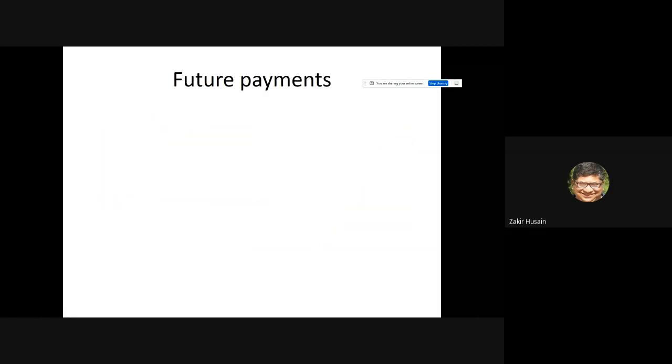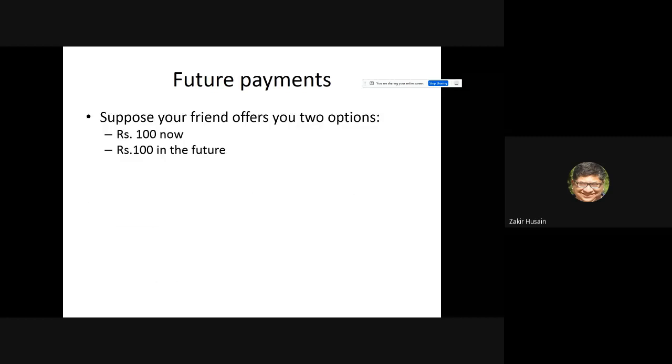Okay. Then we come to the applications of such improper integrals, and one of the applications, I mean, you know the basics of this application, so I'm going to rush through this. So let us consider, suppose your friend offers you two options. He says, okay, I'll give you 100 rupees now or 100 rupees after 10 years. Which option will you prefer?